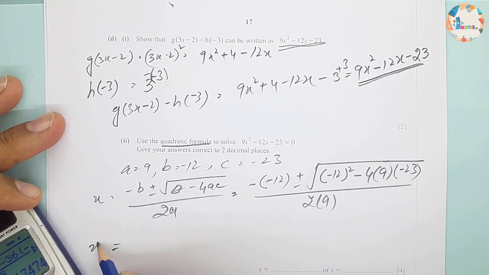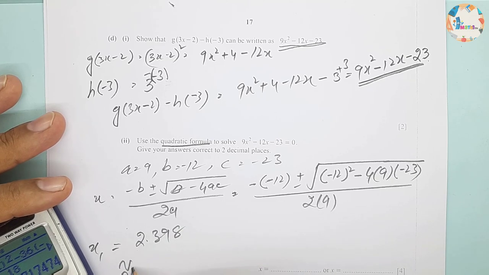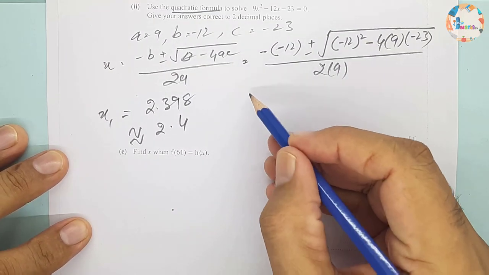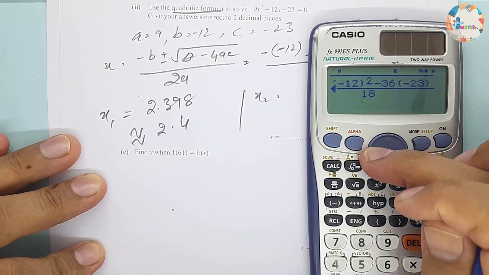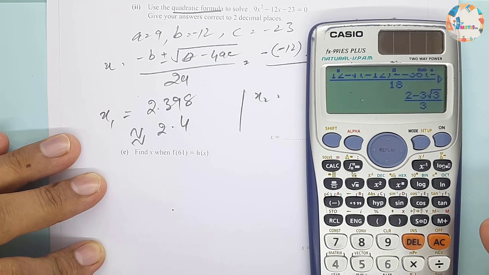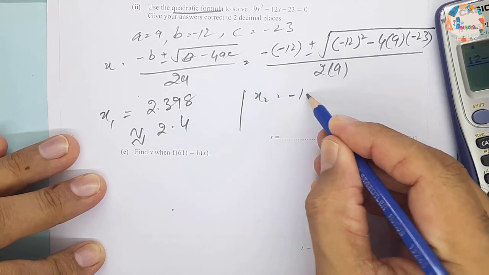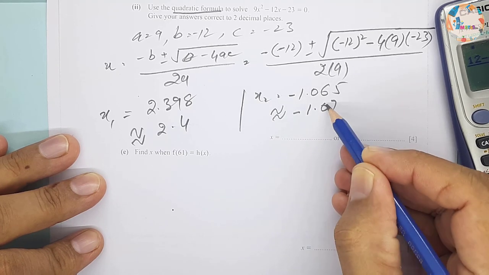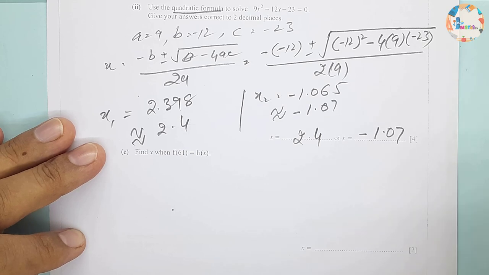It's giving us 2.398 for the plus value. So you can write x1 is equal to 2.398, or approximately equal to 2.4. And for minus, x2, we will just replace minus over here and we will get the answer. This will be giving us minus 1.065, or we can write it as approximately minus 1.07. So these two answers, 2.4 and minus 1.07, will be our answers.